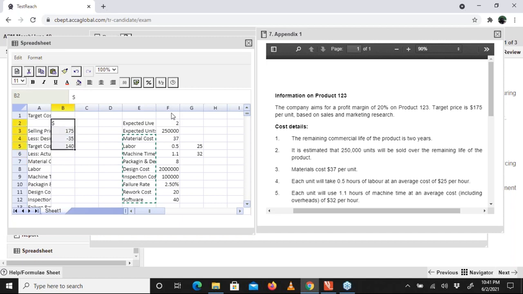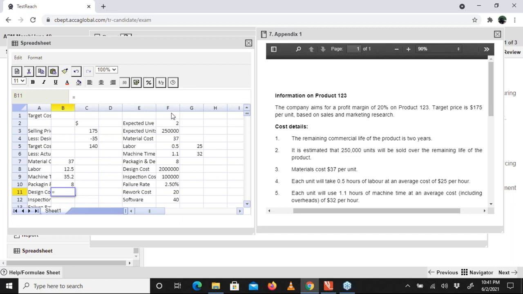So what I could possibly do is put it here so that I can have an inner column to work on. The material cost is this 37. The labor cost is half an hour per unit into 25, which is the rate. The machine time is going to be this into this. The packaging and delivery cost is going to be 8.